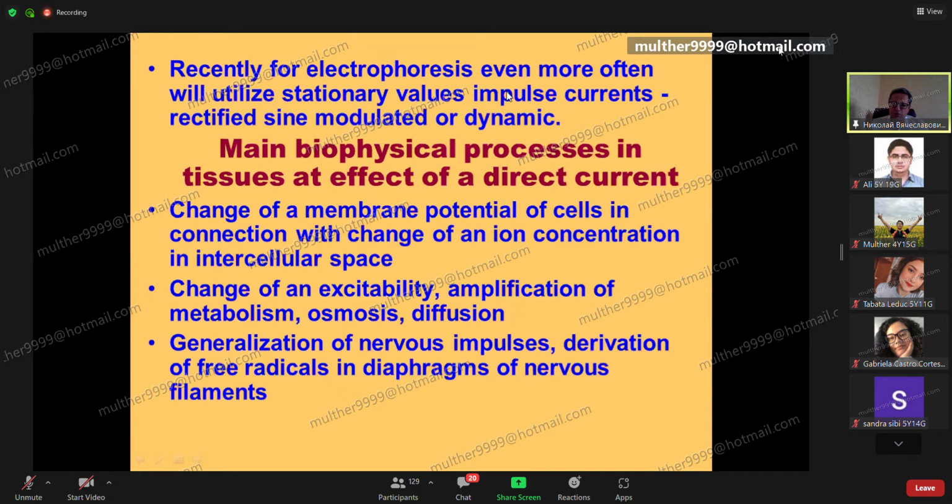Which biophysical processes we can stimulate in tissues during electrophoresis? We can cause change of membrane potential of cells and change ion concentration. So we can change excitability, amplification of metabolism, osmosis, diffusion, generation of nervous impulses, derivation of free radicals in membranes of nervous filaments.